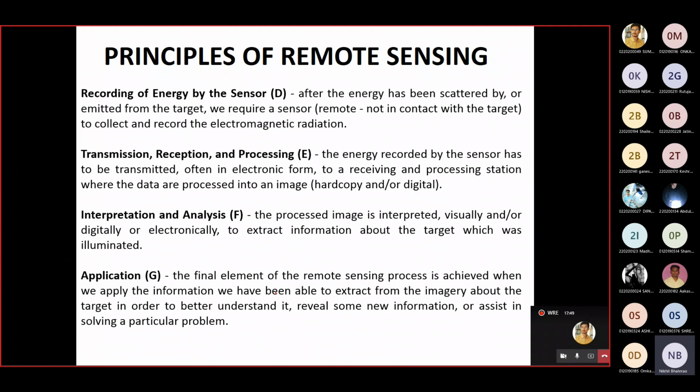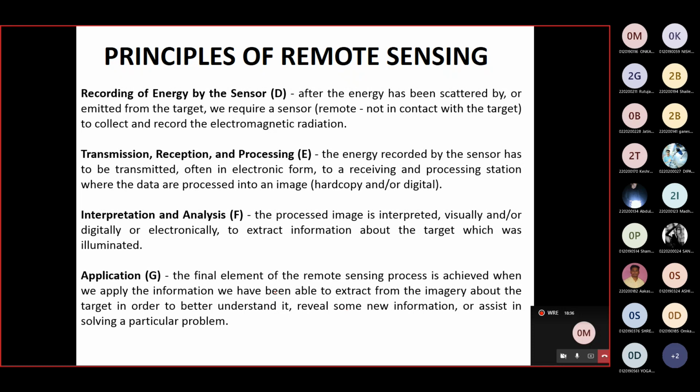So the final element or the final principle of the remote sensing process is achieved when we apply this collected information for the various studies or applications. We are able to extract this information, and this data will be used for various applications, like in terms of water resources engineering, we can have the study of land use, land cover data, or topographical studies, developing contours, surveying, or designing some hydrological structures.